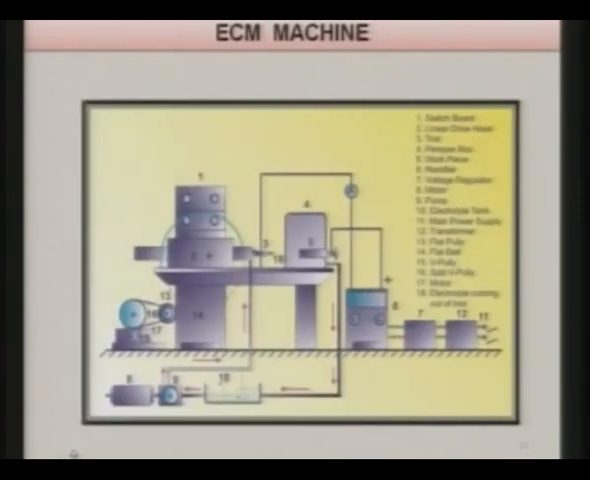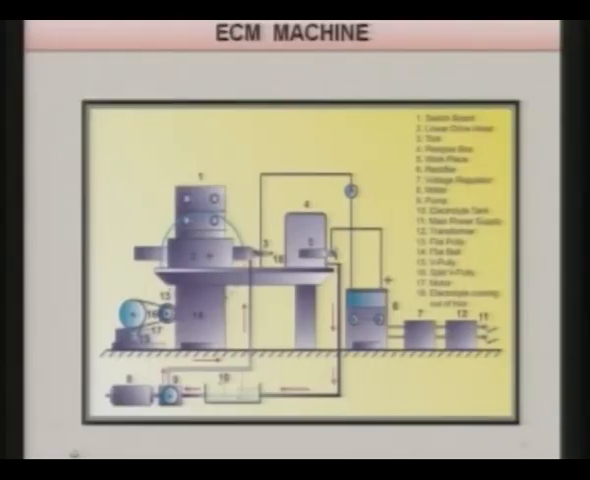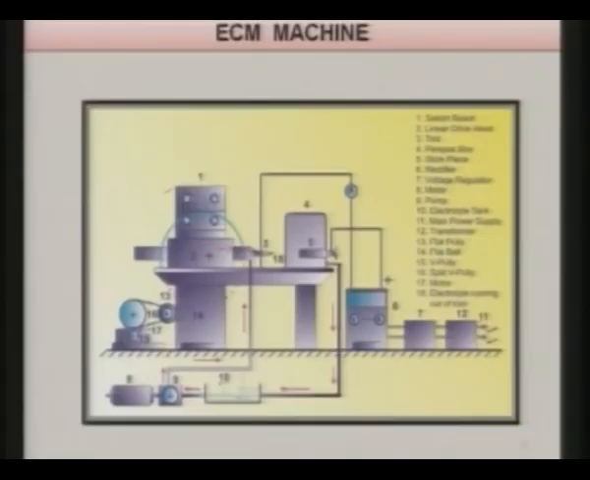Now, this shows an example of utilization of a lathe machine for electrochemical machining purposes. It indicates various elements of a horizontal electrochemical machining machine. You can see here, one is the switchboard, and two is the linear drive head, where you give the linear motion to the tool. Three is the tool over there. So, the tool can move in this direction or in this direction with the help of this particular drive.